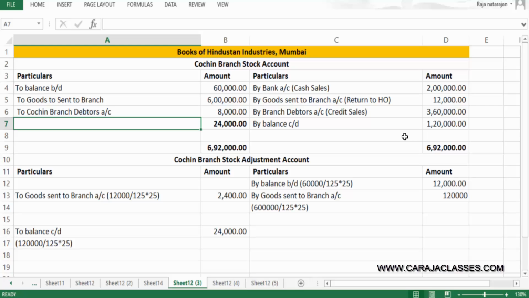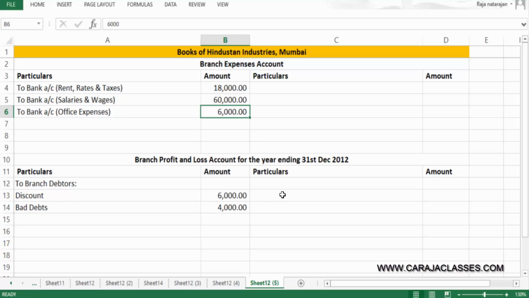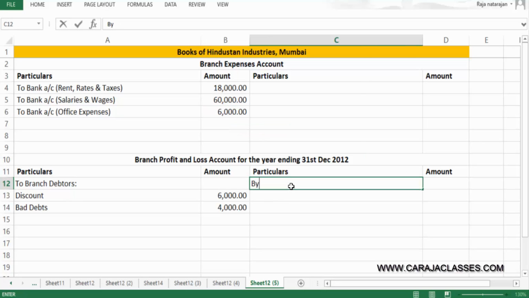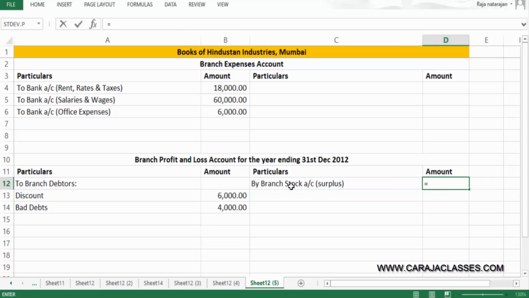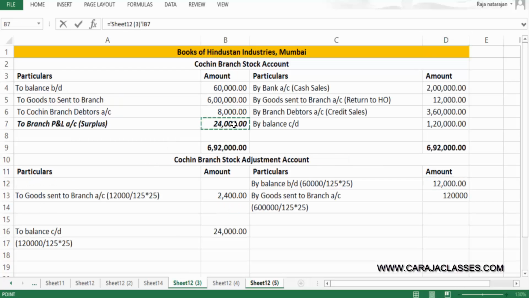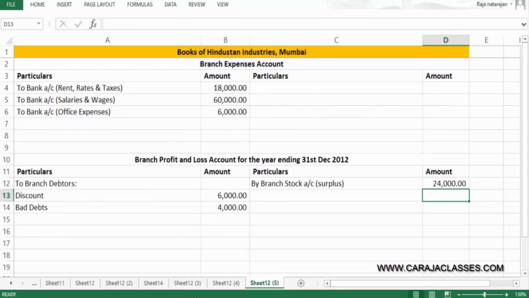Actually, we can say this is a case where the branch has sold at a price greater than the invoice price. So this can be taken to branch P&L account, which is nothing but surplus, right? So this 24,000 will go to branch P&L account. So we'll go to branch P&L account. On the credit, we'll say by branch stock account surplus, and the amount is 24,000. So that is taken care.